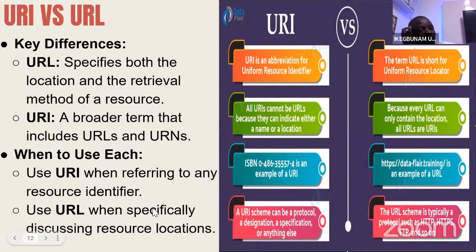So we talk about uniform resource identifier and uniform resource locator. The key differences: uniform resource locator specifies both the location and the retrieval method of a resource. The uniform resource identifier is a broader term that includes URLs and URNs. Okay, remember that URL is a type of URI. Okay, when to use each? Use URI when referring to any resource identifier. Use URL when specifically discussing resource location.